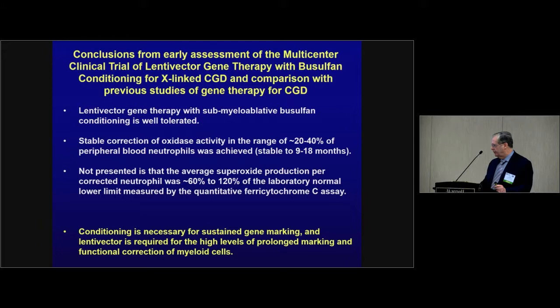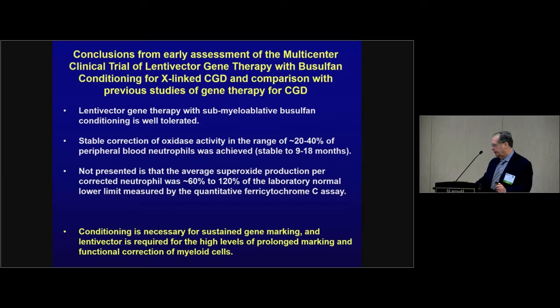So what do we conclude from this? That lentivector gene therapy with submyeloablative busulfan conditioning is well tolerated. You get stable correction of oxidase activity, and this is now over the whole group of patients treated in the U.S. and Europe so far, about 20 to 40%. In those patients who are out far enough, it's stable to 9 to 18 months. Not presented is that the average superoxide production per corrected neutrophil was in the lower end of normal, but well in a range that I think is beneficial to the patient.